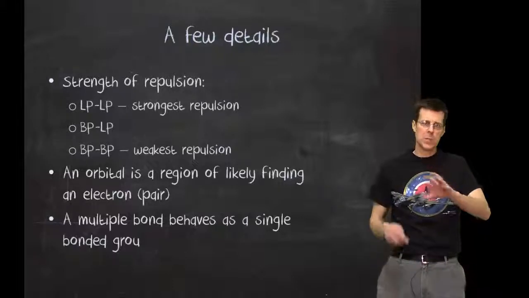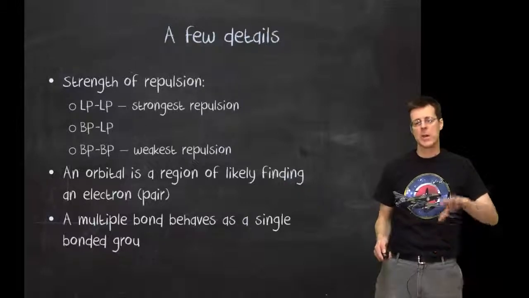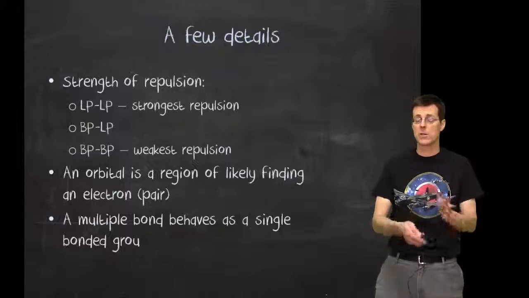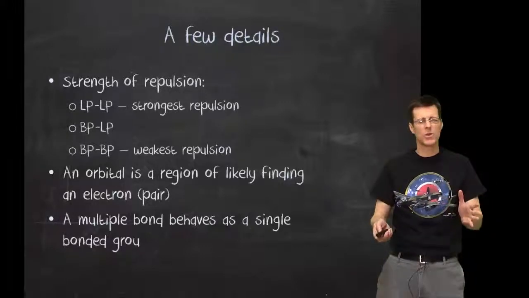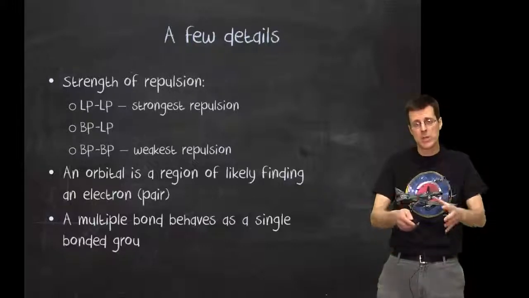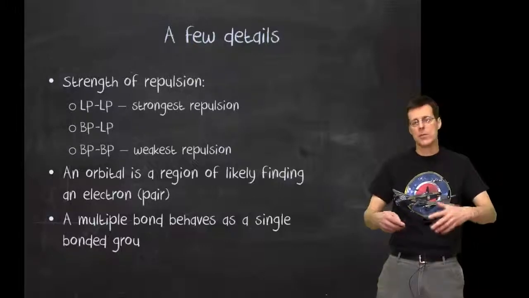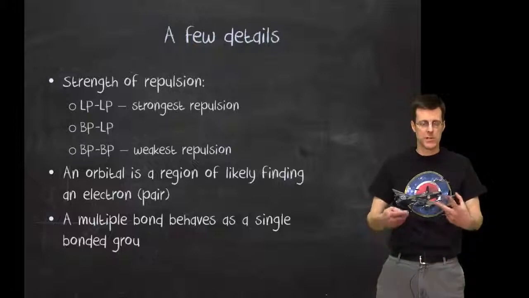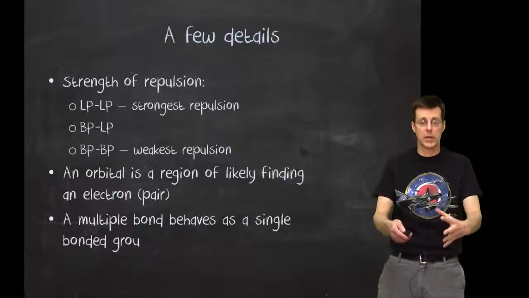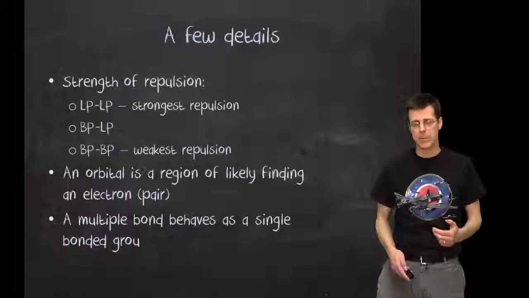Other thing is that a multiple bond will actually behave as one bonding group. When you talk about bonding groups or pairs of electrons and things like that, we start to get a little bit confused, so we have to be flexible in what we refer to. So a double bond or a triple bond, even though there's technically two pairs of electrons in a double bond and three pairs of electrons in a triple bond, it's going to behave as a single thing.